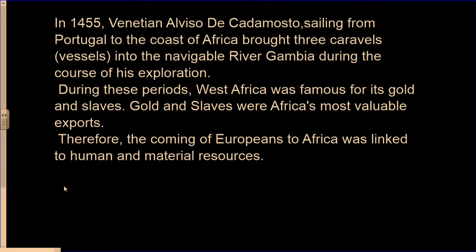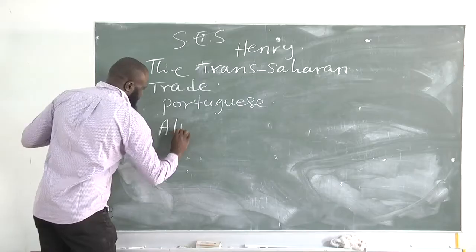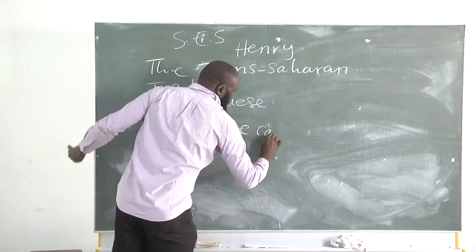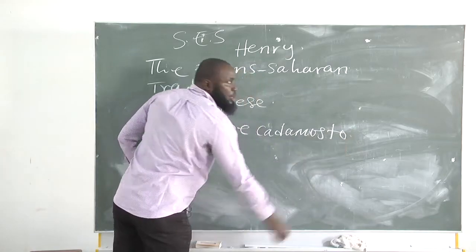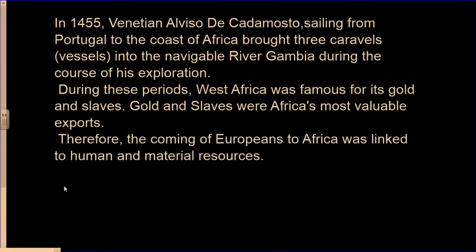In around 1455, the Venetian Alvise da Cadamosto sailed from Portugal to the coast of Africa and brought 3 caravels, or vessels, into the navigable River Gambia. Because River Gambia was navigable, Alvise and his men were able to explore by using River Gambia as a route during the course of their exploration.